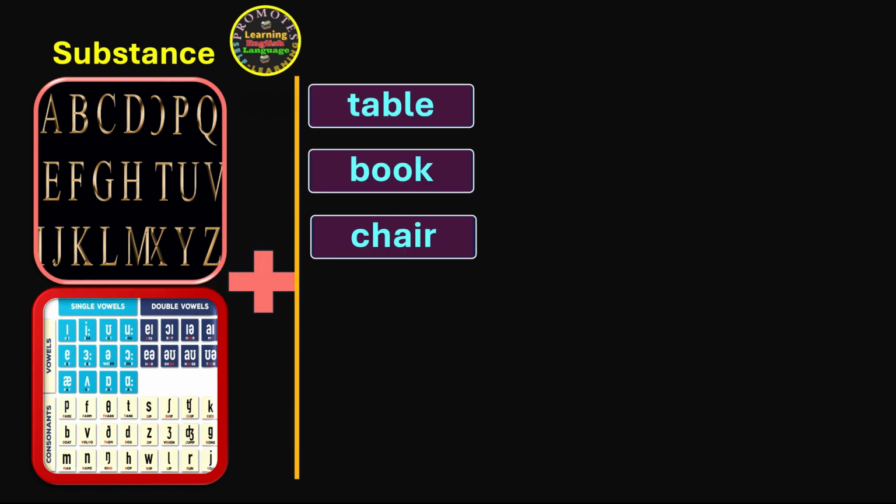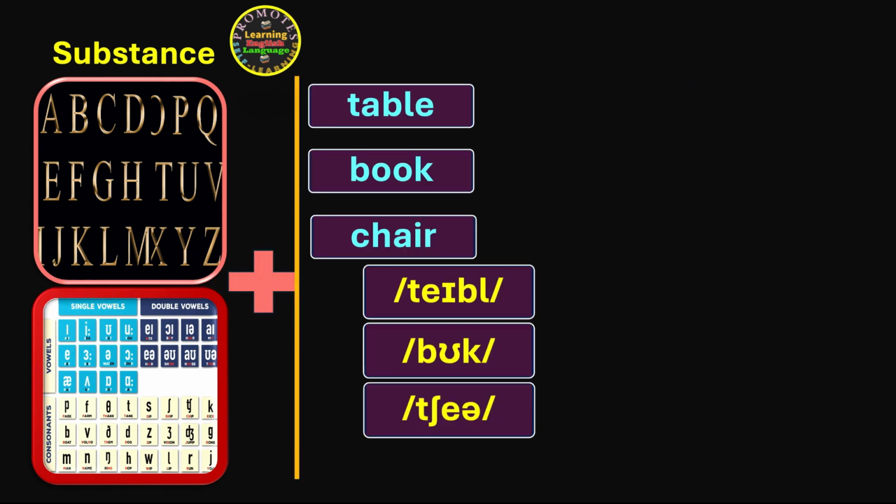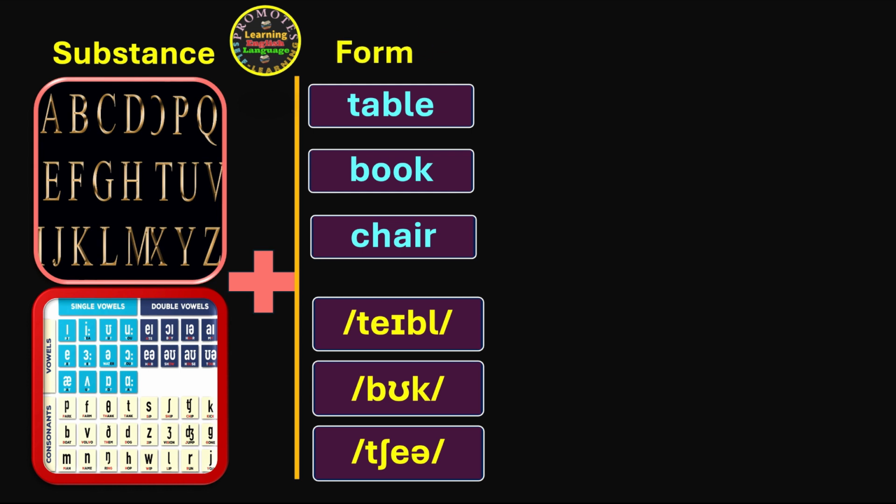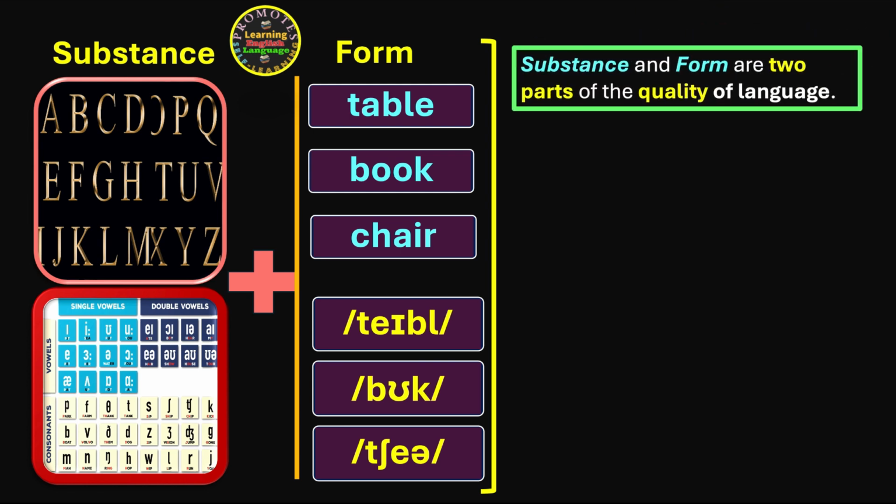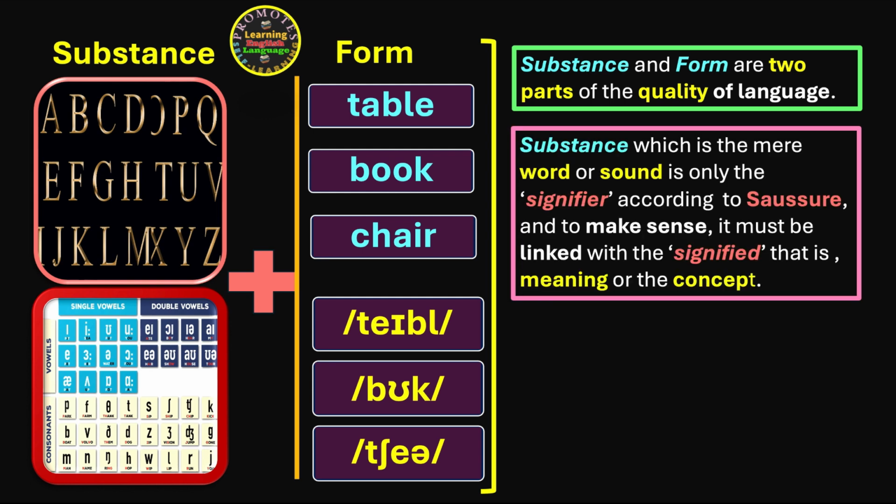We continue our discussion. The same set of 26 letters and sounds of the English language is considered substance, and they form words like table, book and chair in the written form, and in the spoken form we have table and chair, and they are known as form because they are given proper shape. And here we have the point of discussion. Substance and form are the two parts of the quality of language. Substance, which is the mere word or sound, is only the signifier according to Saussure. And to make sense, it must be linked with the signified, that is, the meaning or the concept, the idea.